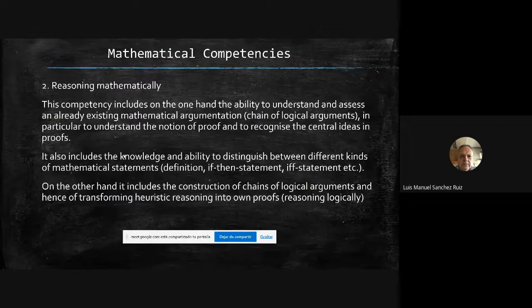Reasoning mathematically. This competence includes, on the one hand, the ability to understand and assess an already existing mathematical argumentation, that is a chain of logical arguments, in particular to understand the notion of proof, that something is complicated. Well, I suppose that you all are suffering with that from time to time, and to recognize the central ideas in the proofs. It also includes the knowledge and the ability to distinguish between different kinds of mathematical statements, if-then statement, if and only if statement, and so on. On the other hand, it includes the construction of chains of logical arguments, and hence of transforming heuristic reasoning into own proofs.